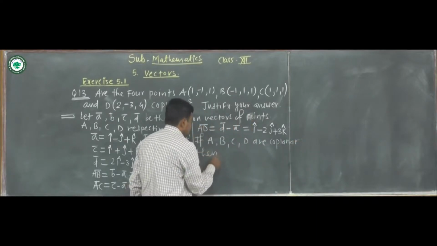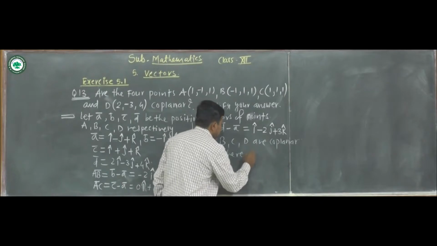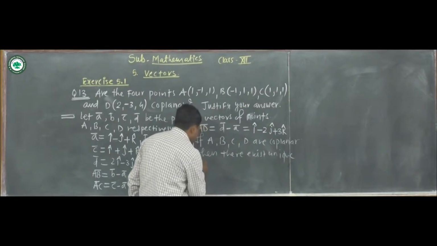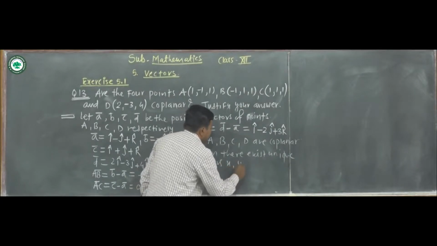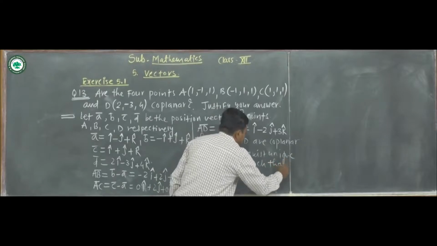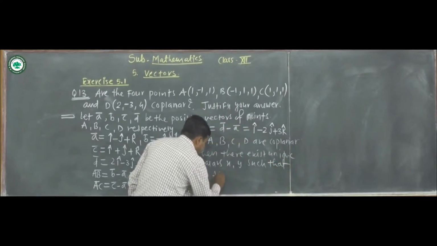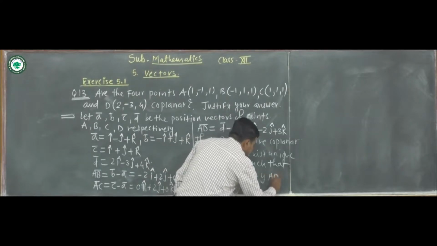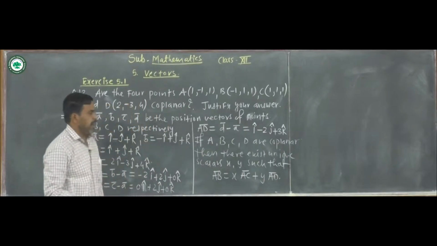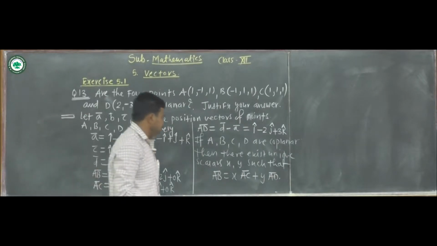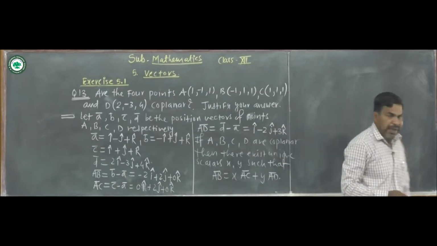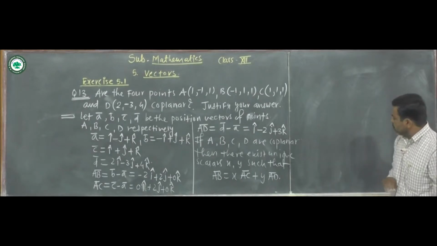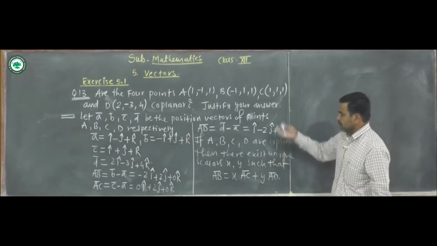So right here, if points A, B, C, D are coplanar, then there exist unique scalars x, y such that AB bar is equal to x into AC bar plus y into AD bar. If we get such two values x and y, unique values, then we can say that 3 vectors are coplanar. So let's find x and y.